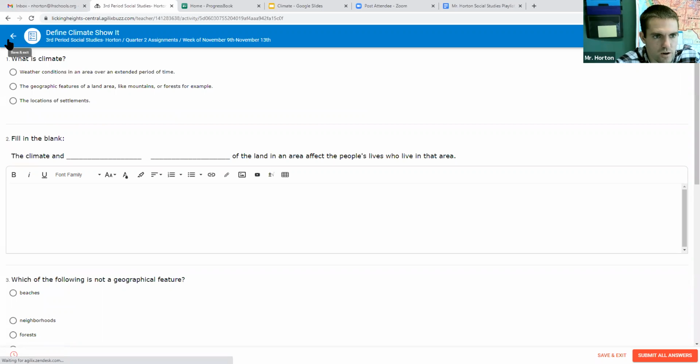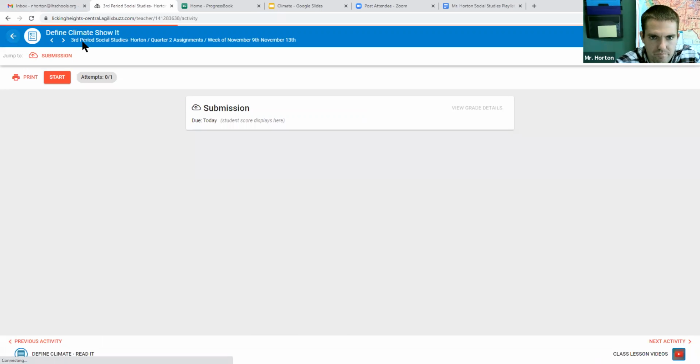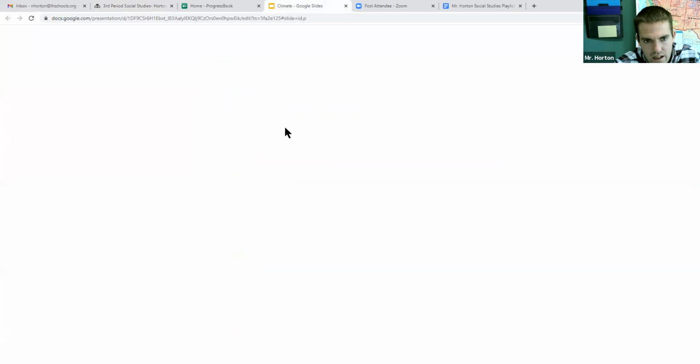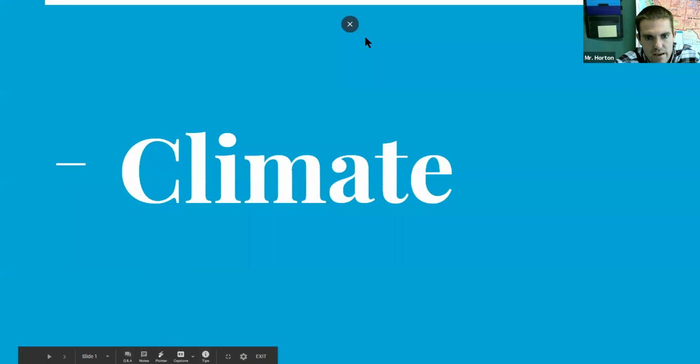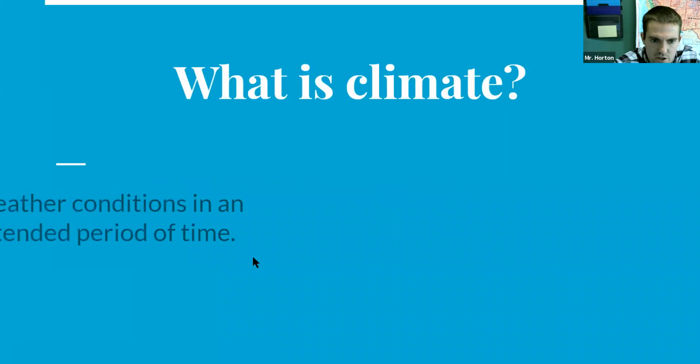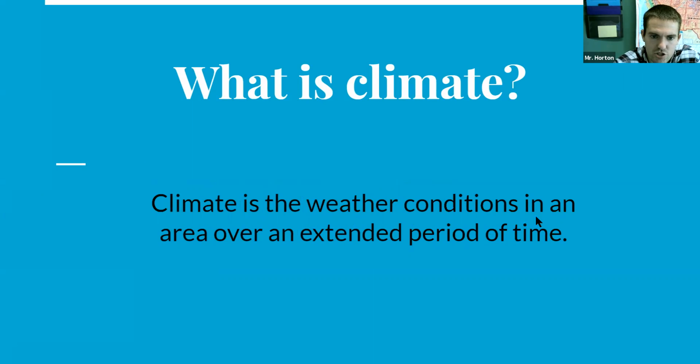Okay, so let's get to our little lesson for today. We're going to be talking about climate. So let's talk about what climate is first. Climate is the weather conditions in an area over an extended period of time. So go ahead and write down this definition for climate. Climate is the weather conditions in an area over an extended period of time.